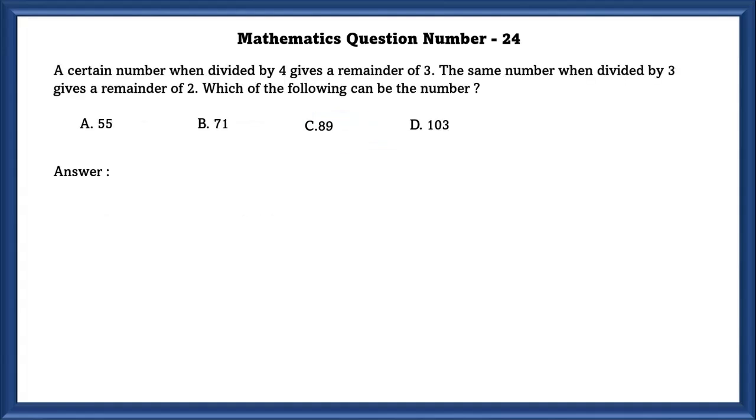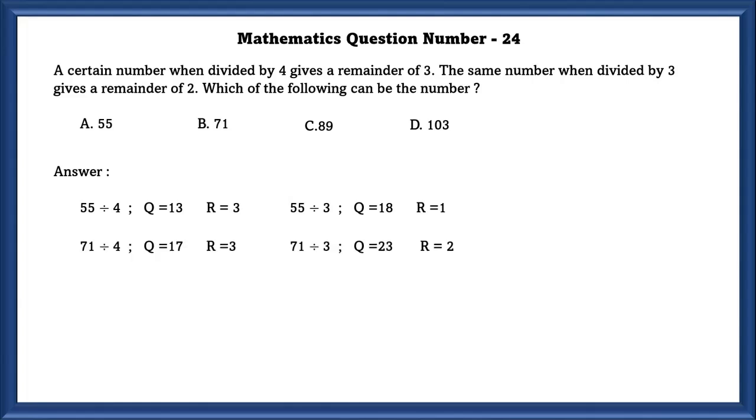A certain number when divided by 4 gives a remainder of 3. The same number divided by 3 gives a remainder of 2. Which of the following can be the number? We can check option wise. A is equal to 55 divided by 4, quotient is 13 and remainder is 3. 55 divided by 3, that is quotient is equal to 18 and remainder is 1. So this option is not the correct option.